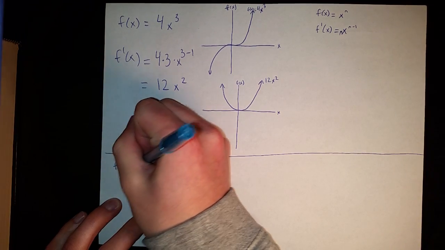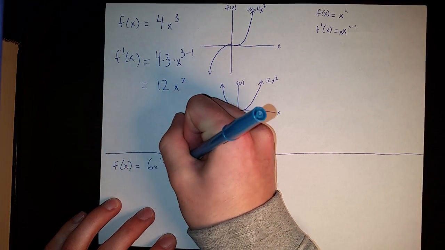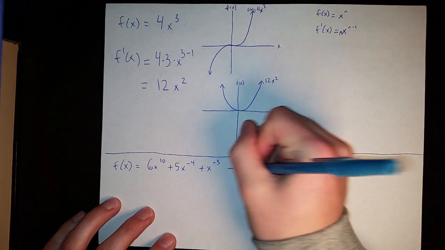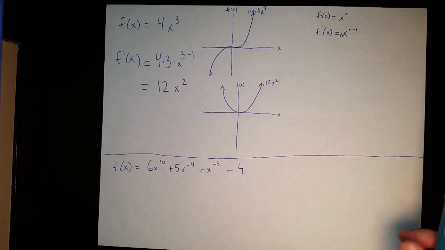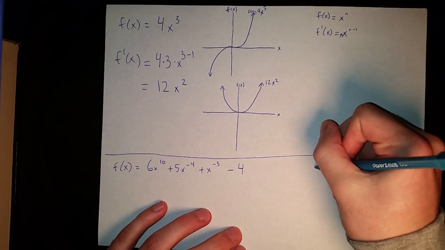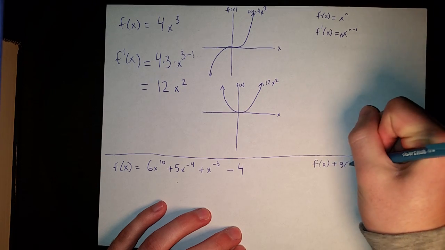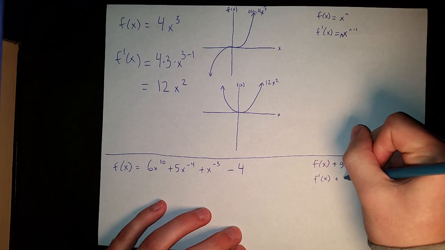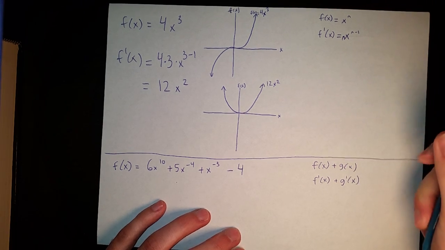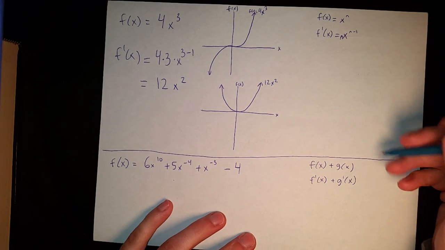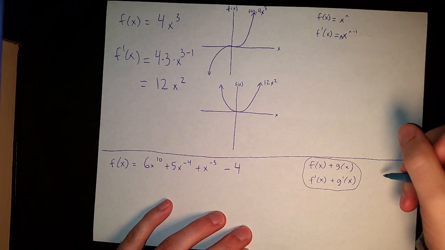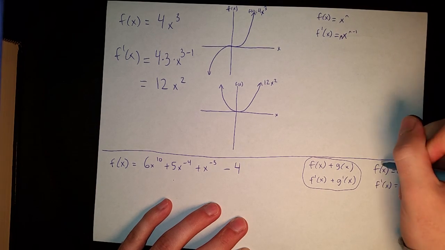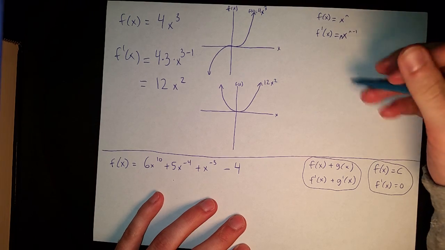All right, so let's do one final example. Let f of x equal 6x to the 10 plus 5x to the minus 4 plus x to the negative 3 minus a constant 4. Okay, as we remember, the derivative is additive. What I mean by that is that if we have two functions f and g, then we can add them and the derivatives will add as well. So that's one thing that we have to remember. And the second thing we have to remember is that if f of x equals a constant, then the derivative is 0.